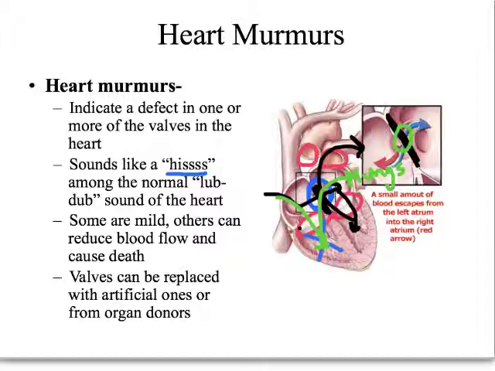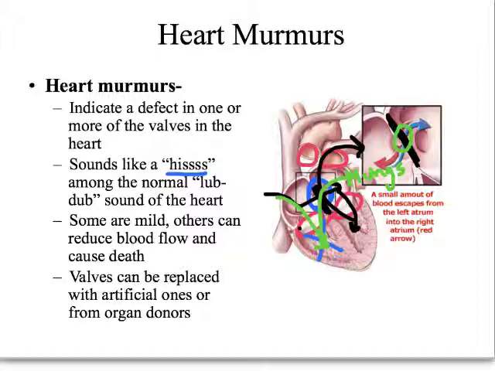Now, if you do have a heart murmur, some are very mild, others can actually be quite fatal. It can reduce blood flow and oxygen getting to your body, and it can actually cause death. So if your doctor hears any heart murmurs, they're definitely going to check it out, usually doing an angiogram or angioscope to go check it out.